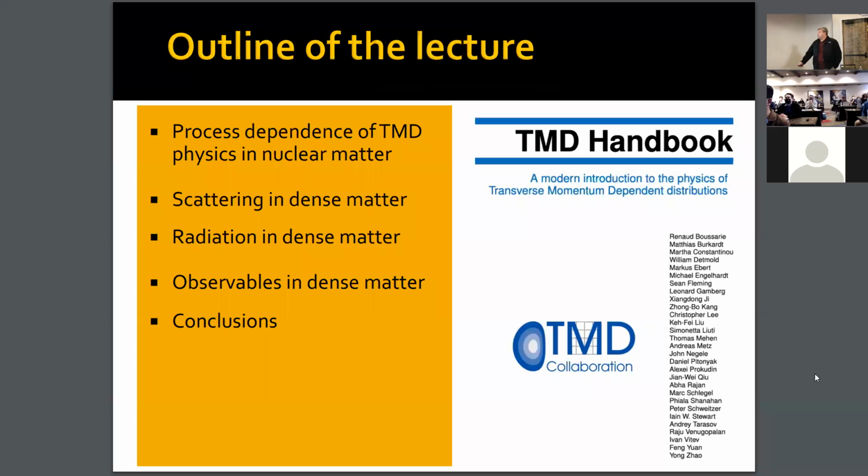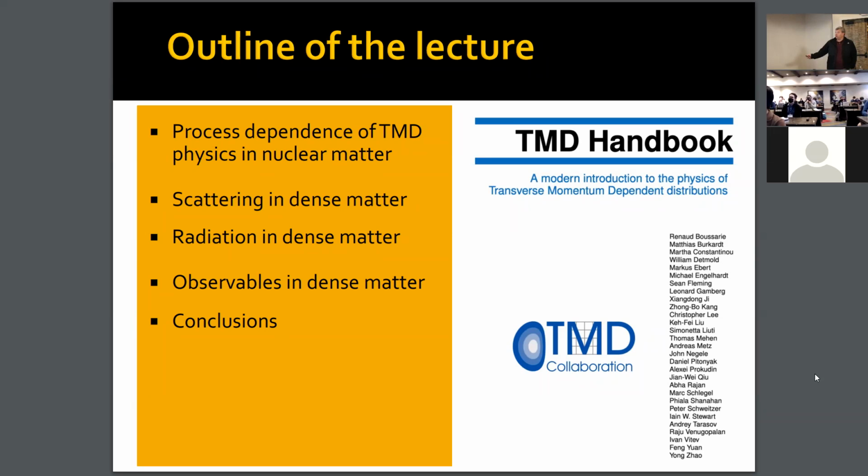So I was asked to talk about TMD physics in dense matter, and let's go do this. Here is a brief outline of the lecture. I should tell you that a clear understanding of TMDs in dense matter does not exist, and I'll try to explain which is the closest to which we can get, going from reactions with nucleons to reactions with nuclei, or maybe even more complicated systems, such as the quark-gluon plasma. So I'll talk about this first to motivate the approach.